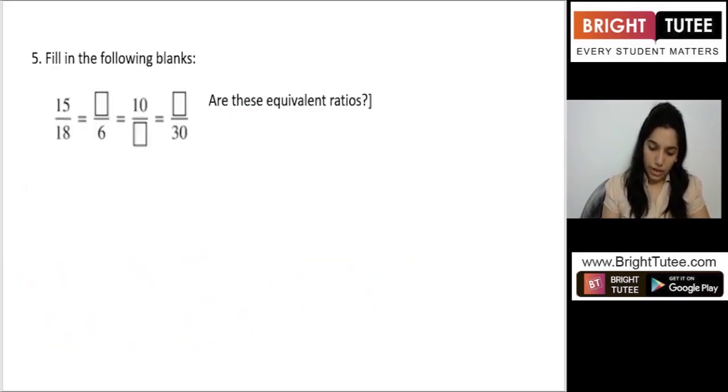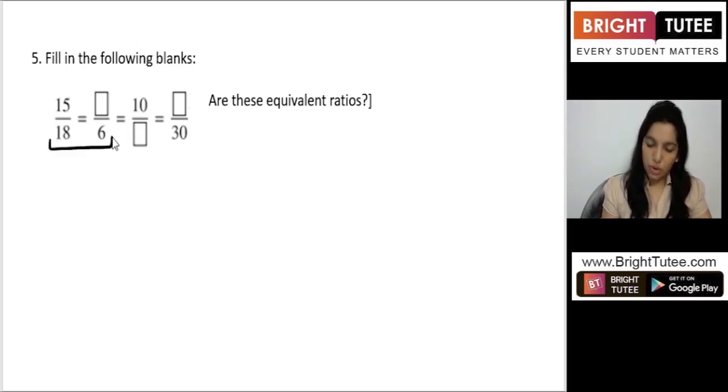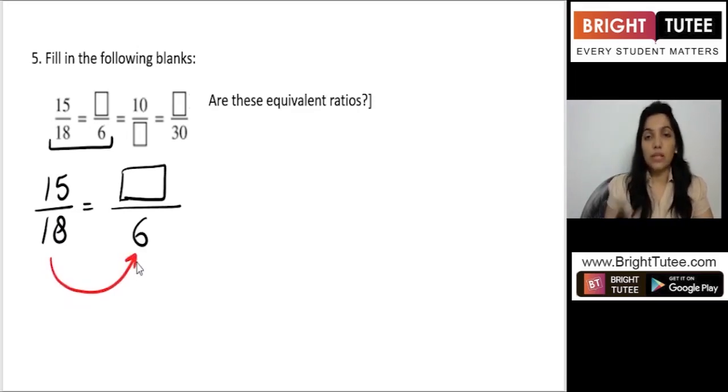Okay, moving ahead, we need to fill in the blanks that are given. Let us start with the first two fractions. Okay, so now they are working with 15 over 18, and here we have got nothing, which we need to fill over 6. Clearly what you see is we need to go from 18 to 6. Is that right? So we are going from a bigger number to a smaller one. That means we need to divide it by some number.